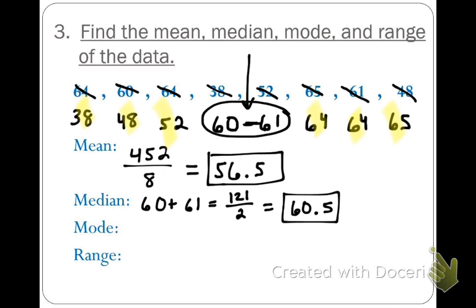All right, next up, the mode is the number that what? Occurs the most. The one that occurs the most. Which number occurs the most out of all those? There are 2 64s. Okay, finally we've got the range.